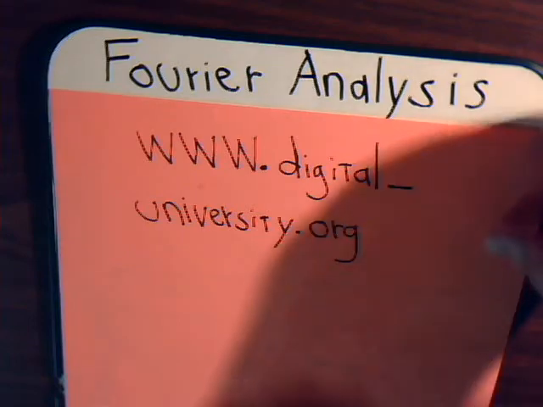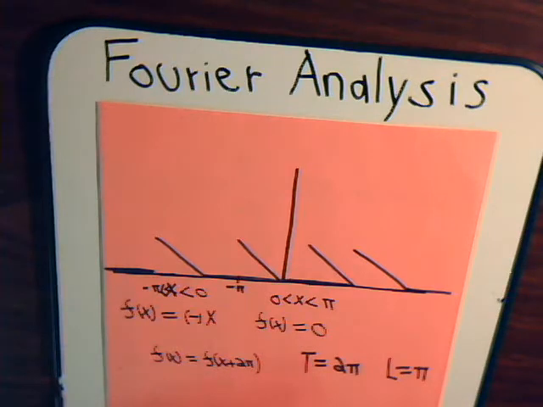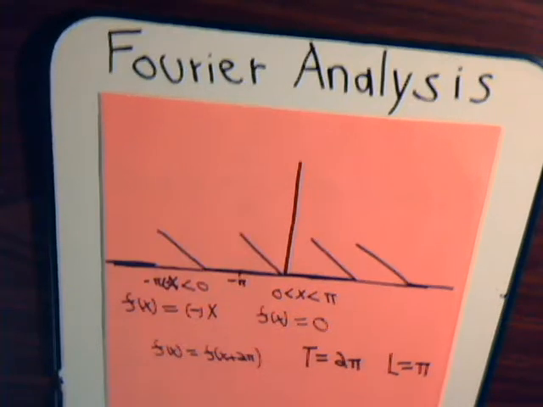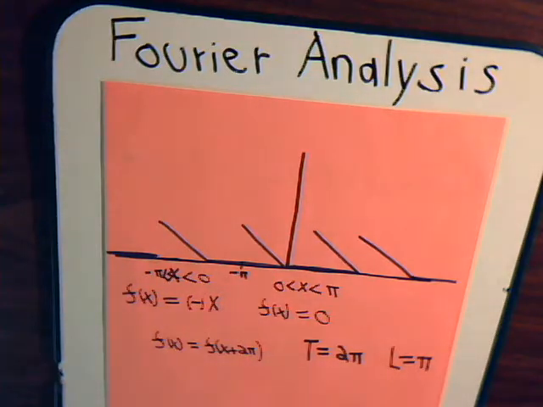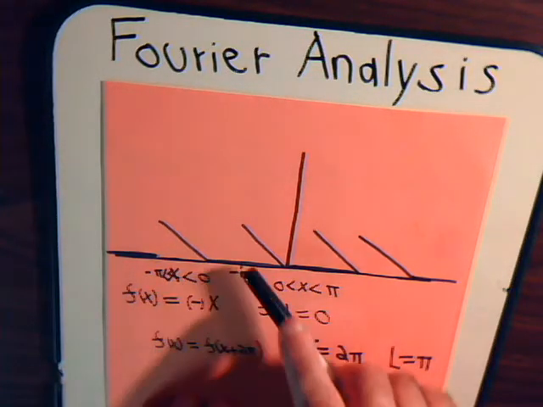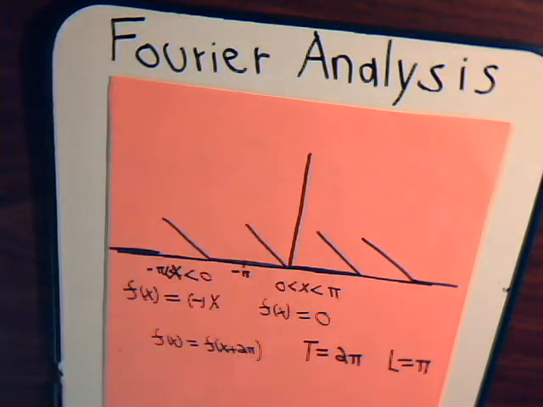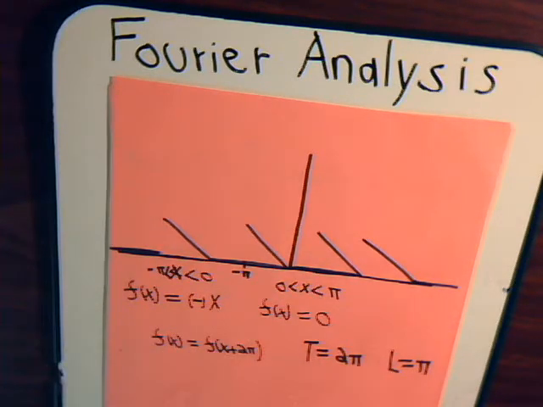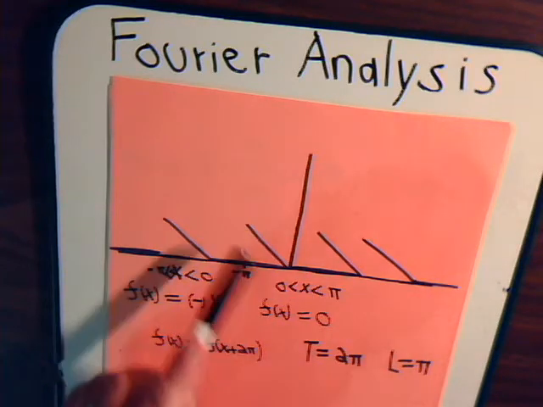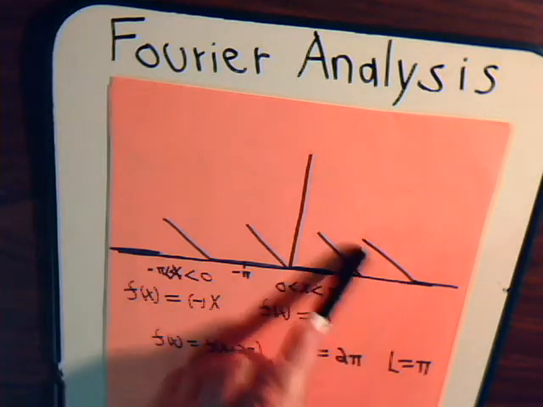Okay, in this video, we want to take a look at a sawtooth type function. Explicitly, f of x, when it's between minus pi and 0, equals minus x. So instead of going in this direction, the graph goes in this direction. And then between 0 and pi, the function equals 0. So the total function has a slant, and then it's 0. And then that pattern just keeps repeating like that.